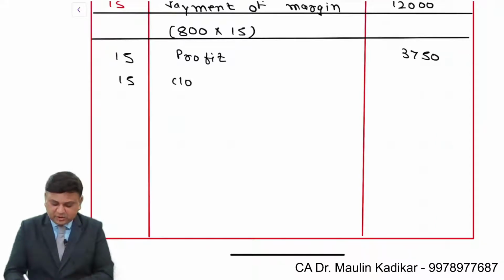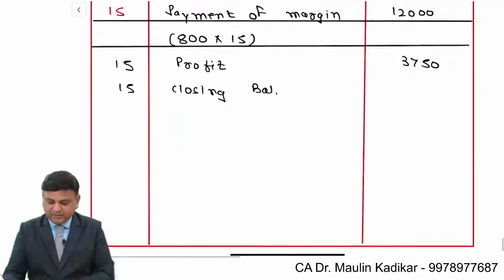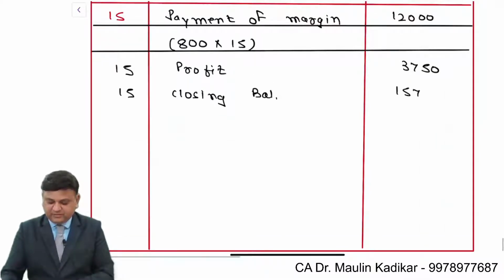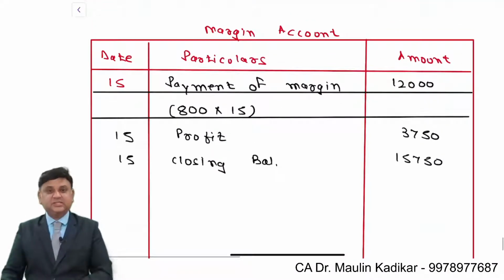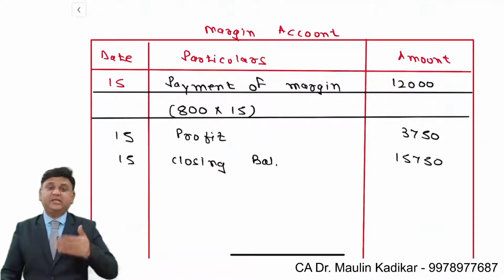And on 15th, the closing balance will be 15750. This is the way there will be an increase in the balance. Why? Because the futures price has changed in your favor.